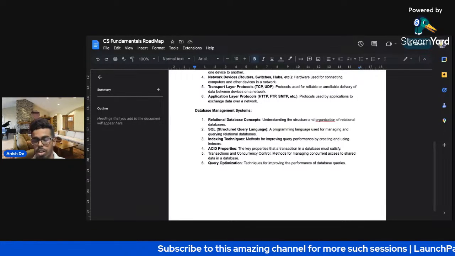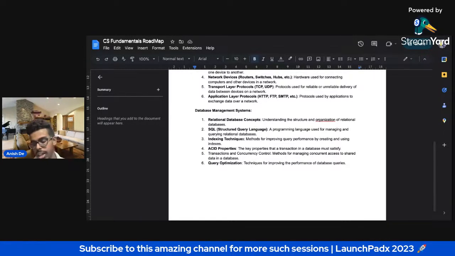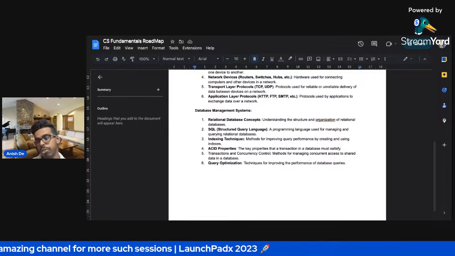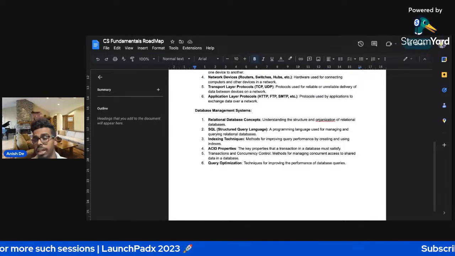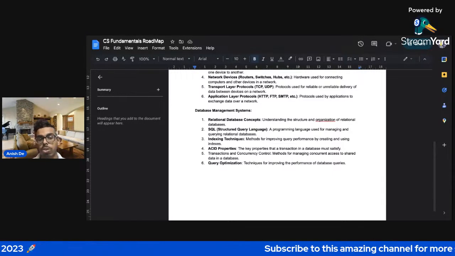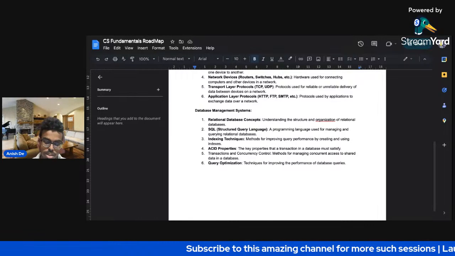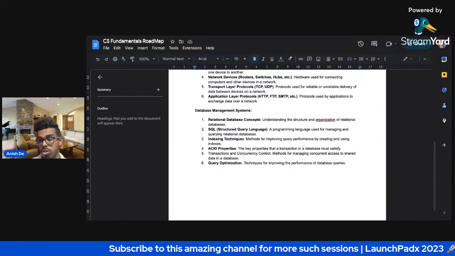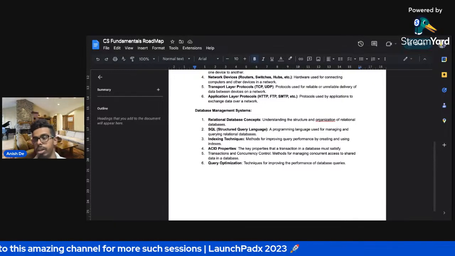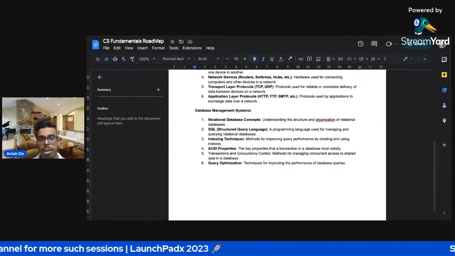Okay, so another thing that you have to keep in mind in CS fundamental interviews is to make sure you know each and every line of your project, at least 80% to 90% of your project code, so that when you are asked questions on your project, you can relate those things to these CS fundamental topics. Okay, so that's very important.